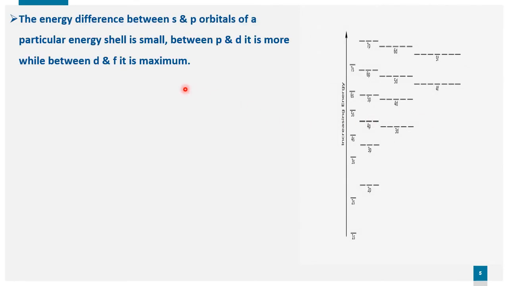The energy difference between s and p orbitals of a particular energy shell is small, between p and d it is more, while between f and d it is maximum. Why? Because s has the least energy, then comes p, then d, then f from the nucleus onward. So the energy difference between s and p is small, because as you move far away from the nucleus, energies increase. So the f orbital has the maximum energy, and the difference between f and d becomes more. That's why the rule says this.